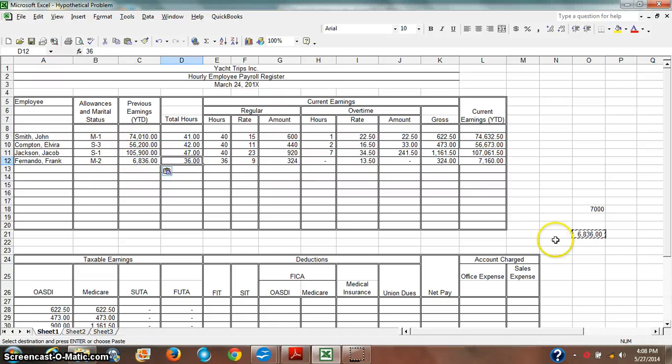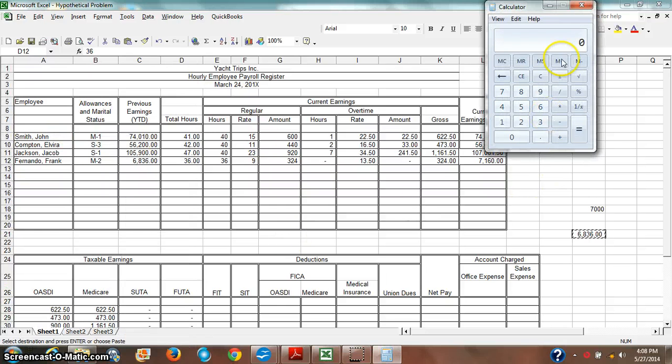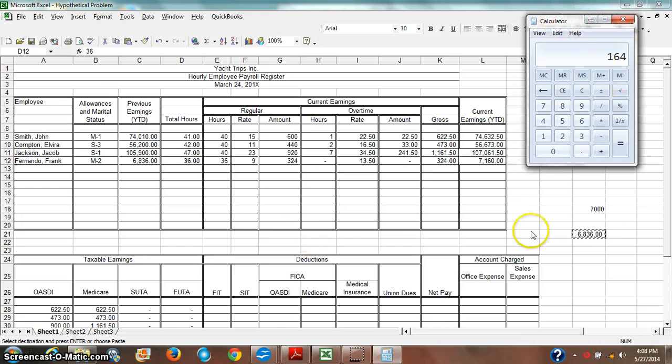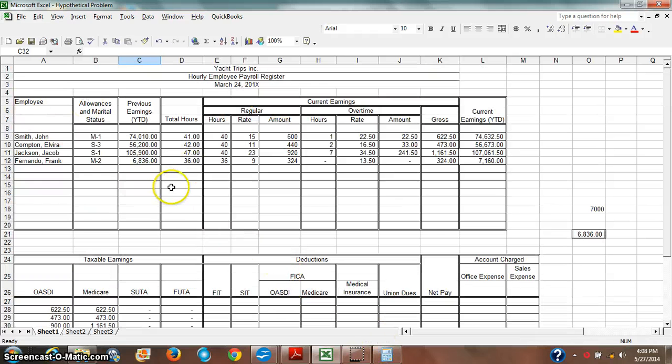So for this one, how much of this is something that I'll need to use for SUTA and FUTA? So let me go here. I've got $7,000 minus 6,836, $164. This is going to be the taxable amount for SUTA and FUTA. All right, so now I've shown a couple possibilities for if things are different with these values in previous earnings.